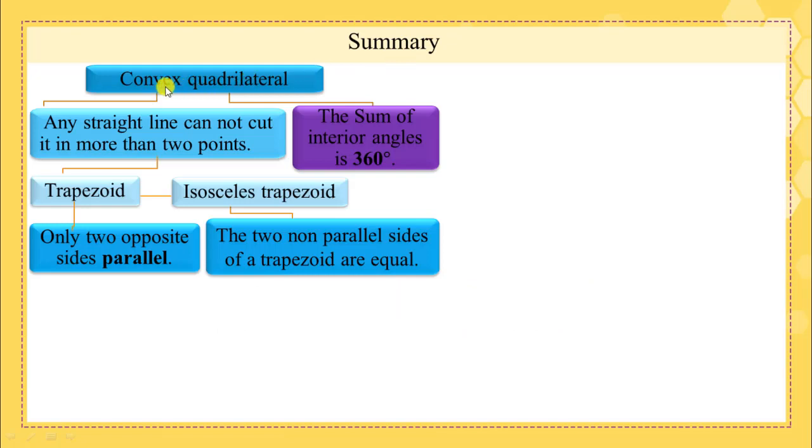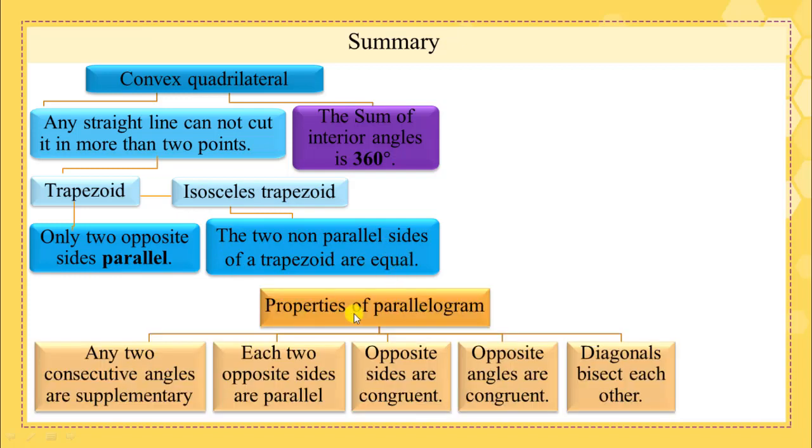Summary. We've learned in this lesson about convex quadrilaterals, which any straight line cannot cut in more than 2 points, and the sum of interior angles is 360 degrees. A trapezoid has only 2 opposite sides parallel. Isosceles trapezoid: the 2 non-parallel sides of a trapezoid are equal. Properties of a parallelogram. Any 2 consecutive angles are supplementary. Each 2 opposite sides are parallel. Opposite sides are congruent. Opposite angles are congruent.